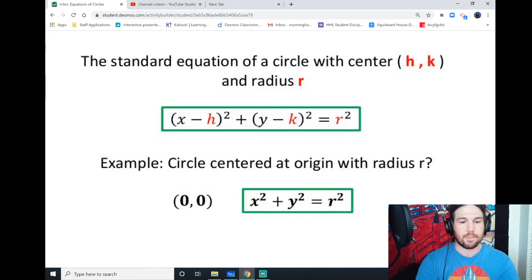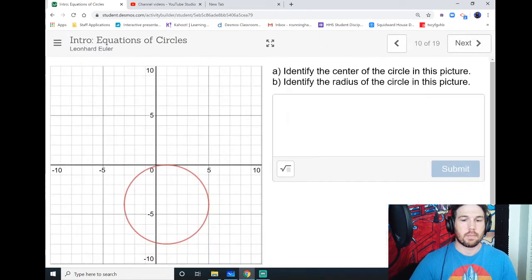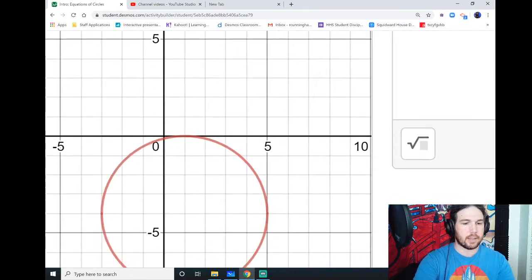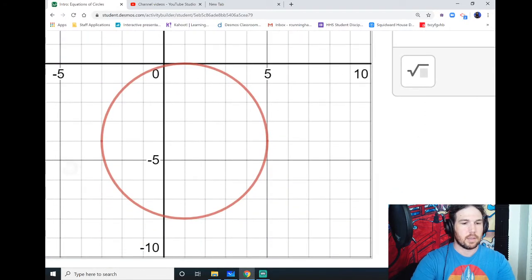Okay. Halfway through. Identify the radius and the center in this picture. All right. Well, once again, let's take a second. Can I zoom in? I can a little bit. See if you can identify the radius and the center, not necessarily in that order. The center is probably the first thing to find.